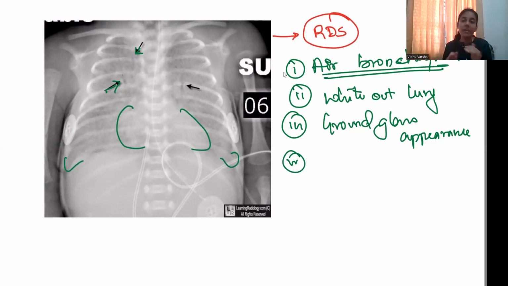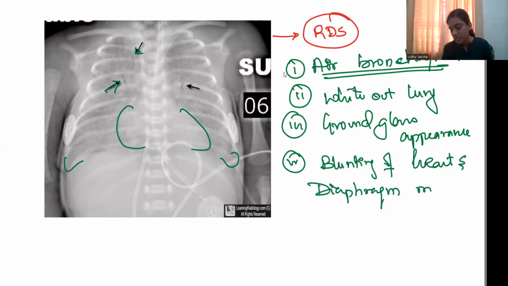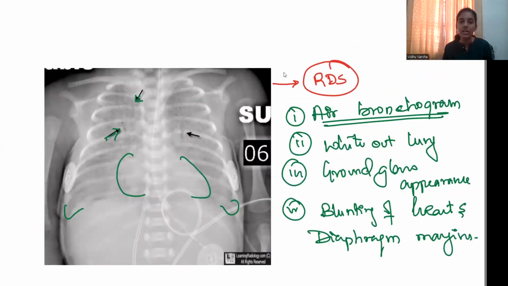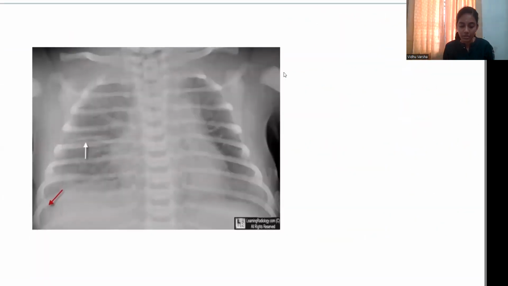That is, there will be a blunting of heart and your diaphragm margins. So these are the main X-ray findings in a child with respiratory distress syndrome. Next, this is an X-ray of a child with transient tachypnea of newborn.